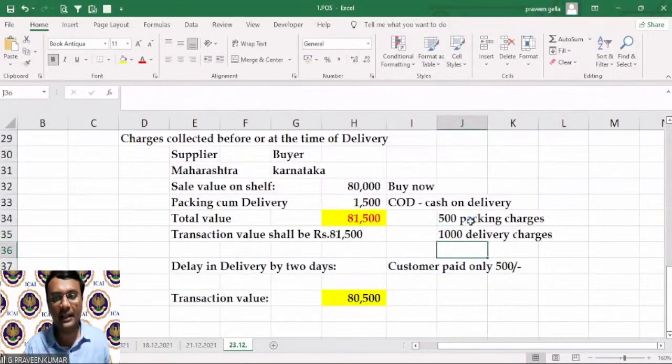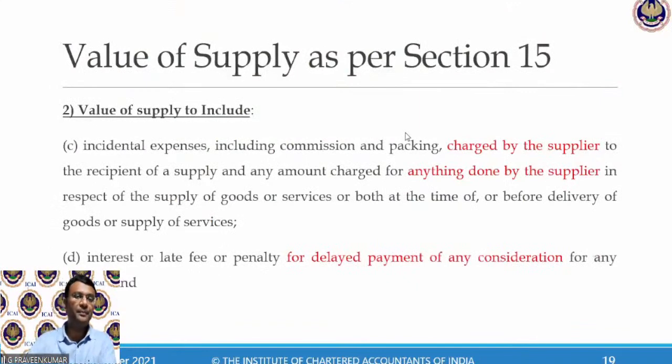So here what is happening? I get only 500 rupees. So the customer is paying 80,500. My transaction value shall be 80,500. This is my clause C. Clause C. Next, moving on further.